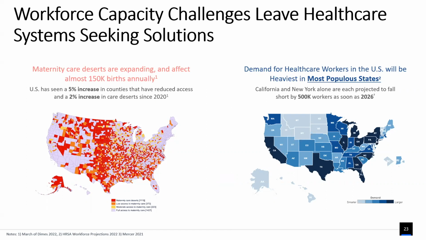At the same time, it's not just in the rural areas that we're having issues with healthcare workers. The demand for healthcare workers is actually going to be heaviest in the most populous states. Those population centers have a high volume of patients, so we need more and more staff to manage them. But those same areas are actually having fewer potential employees entering the field. For example, California and New York alone are each projected to have a 500,000 worker shortage by 2026. So it's a mismatch. You have more and more need for higher volume and access, but fewer staff members available to deliver.